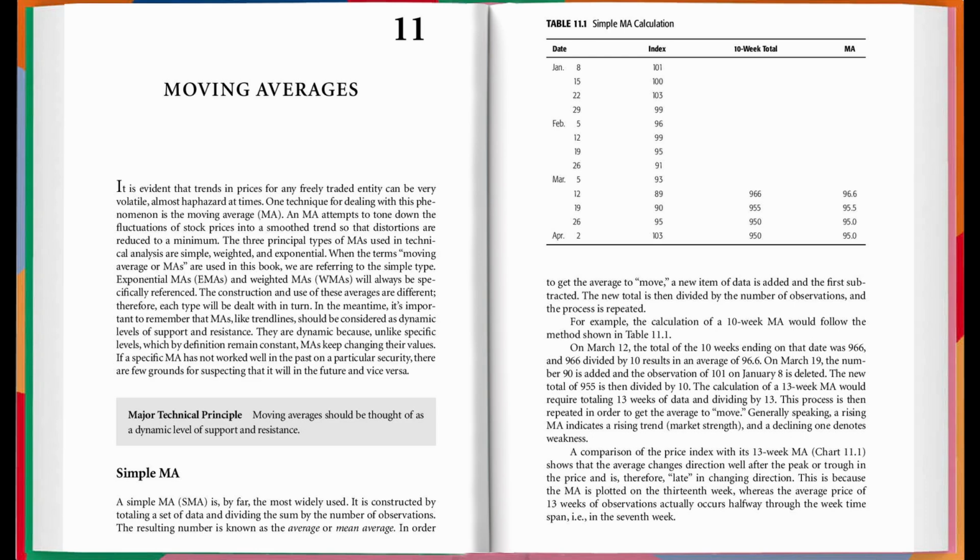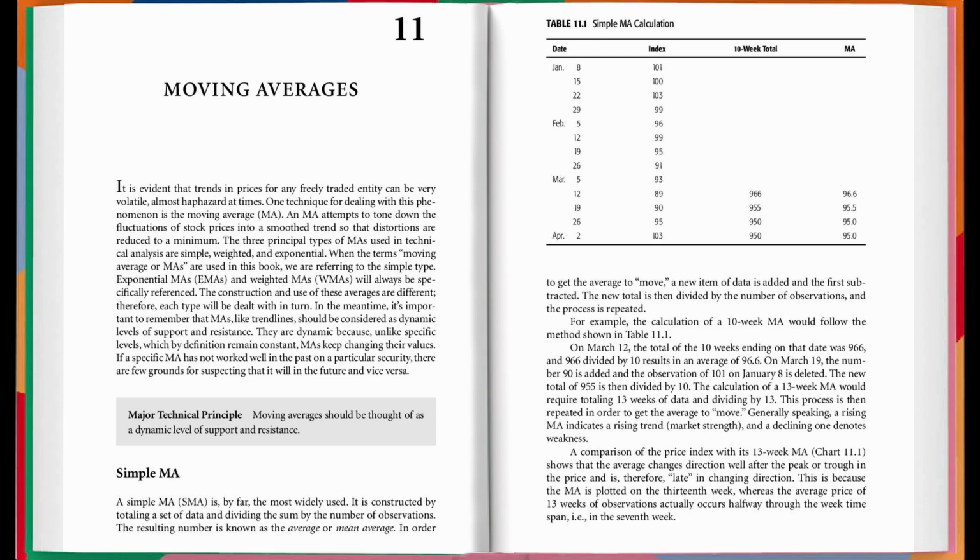On March 12, the total of the 10 weeks ending on that date was 966, and 966 divided by 10 results in an average of 96.6. On March 19, the number 90 is added and the observation of 101 on January 8 is deleted. The new total of 955 is then divided by 10. The calculation of a 13-week MA would require totaling 13 weeks of data and dividing by 13. This process is then repeated in order to get the average to move.